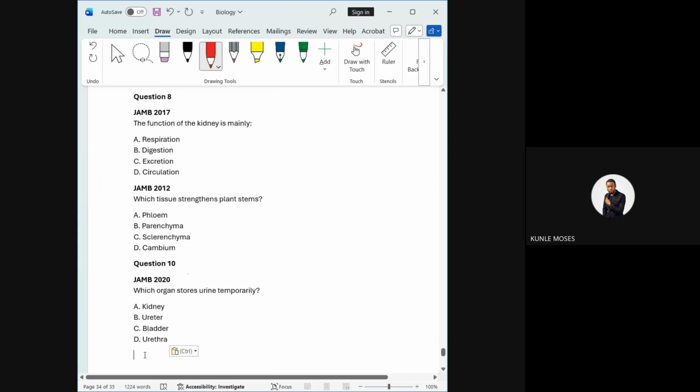The organ that stores urine. You know, I have to go and read the excretory functions, all the organs there. Lillian, do you have any idea? Which organ helps to store urine temporarily? Is it the kidney, the ureter, the bladder, or the urethra? You guys have not read it, have you? Lillian, bladder. Clap for yourself. That's very good.